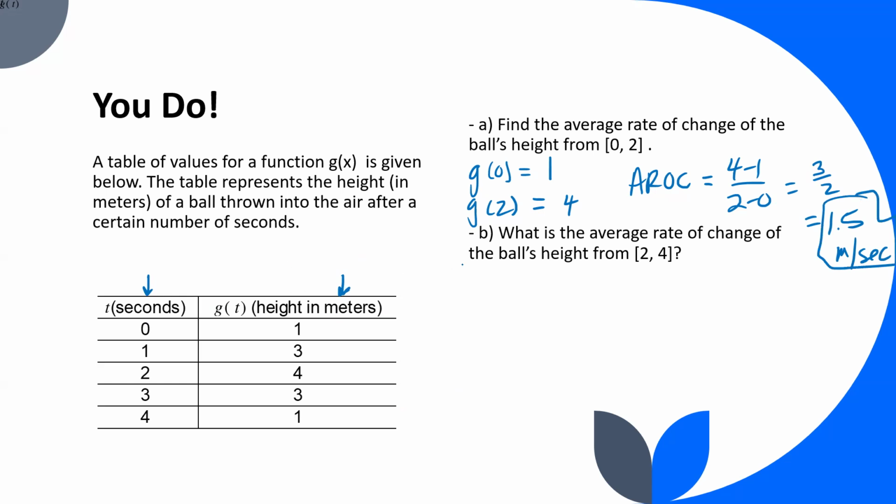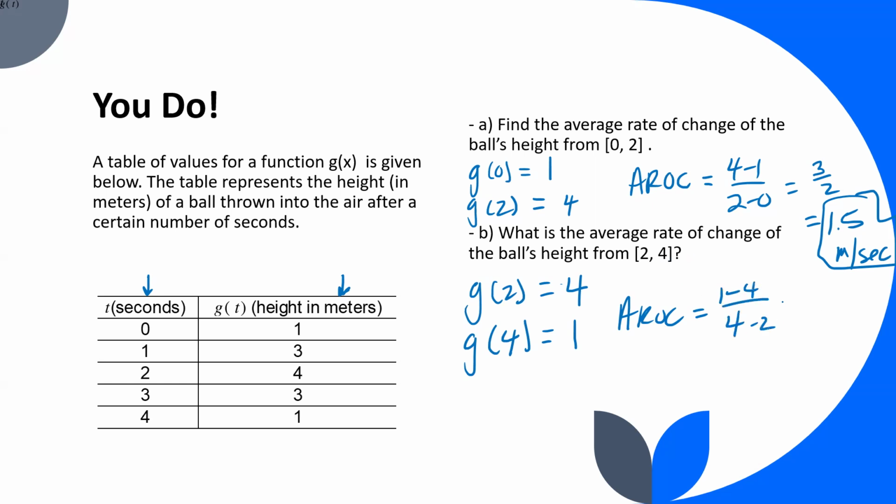Okay. On part B, you have 2 to 4. So you're looking at g of 2, which again is 4. g of 4, which is 1. So you're calculating your AROC. AROC again, change in your y, so 1 minus 4 over the change in your x, 4 minus 2. And we end up with negative 3 over 2. So this time we have a negative rate of change, right? So you have negative 1.5 meters per second.